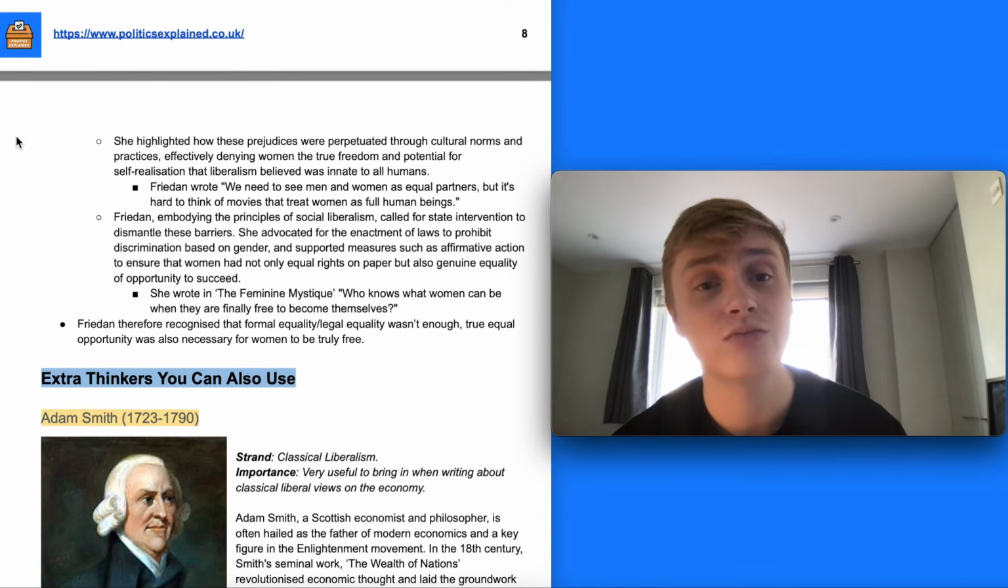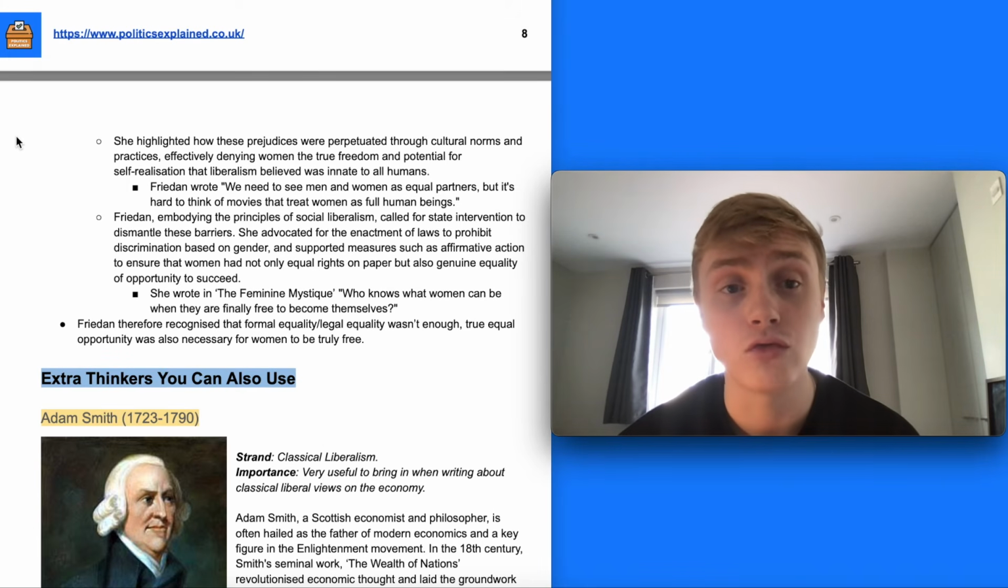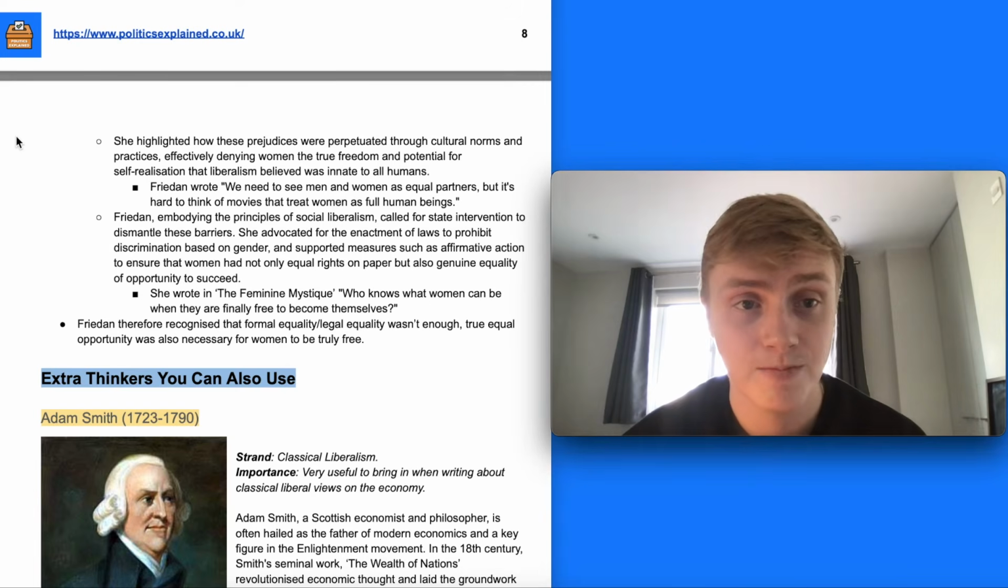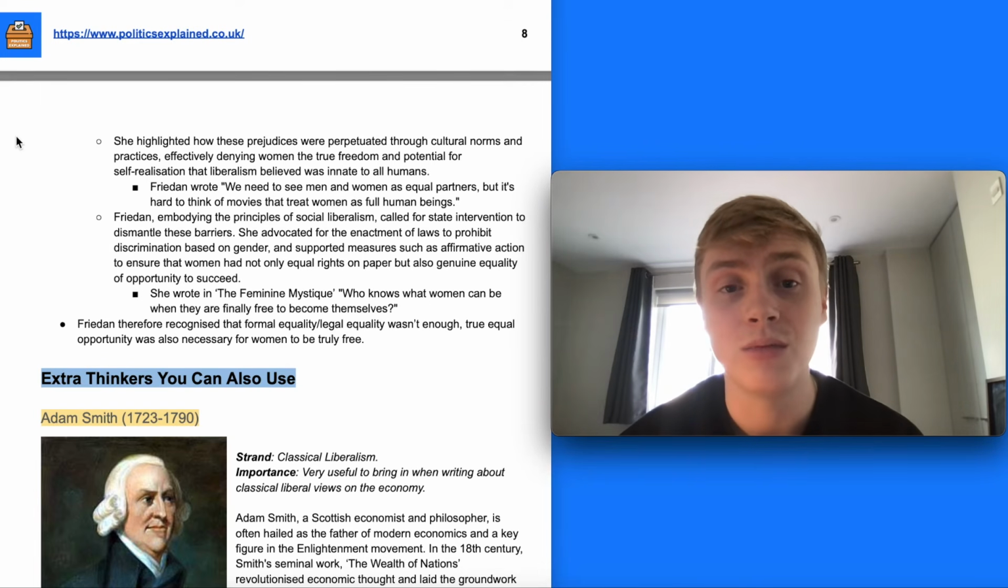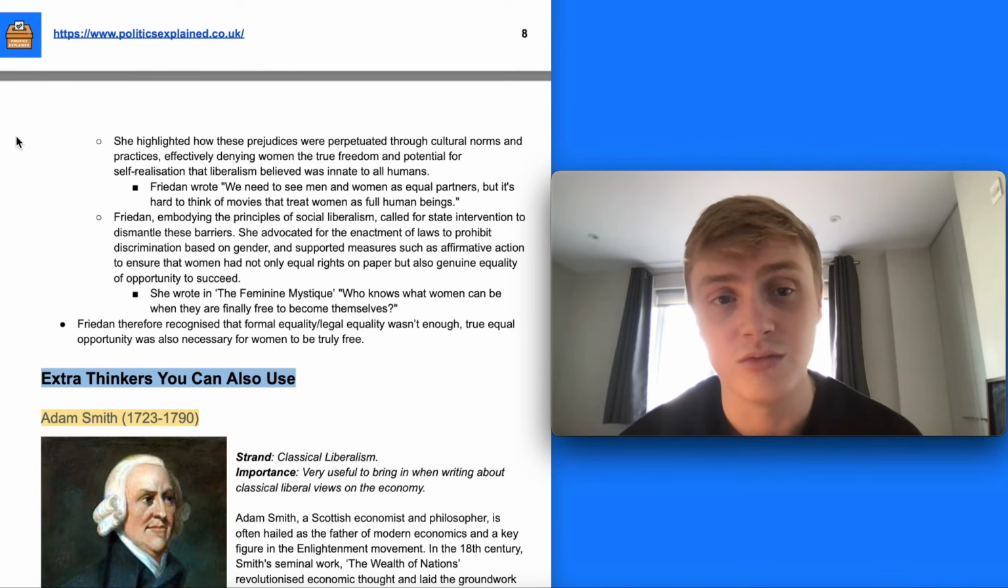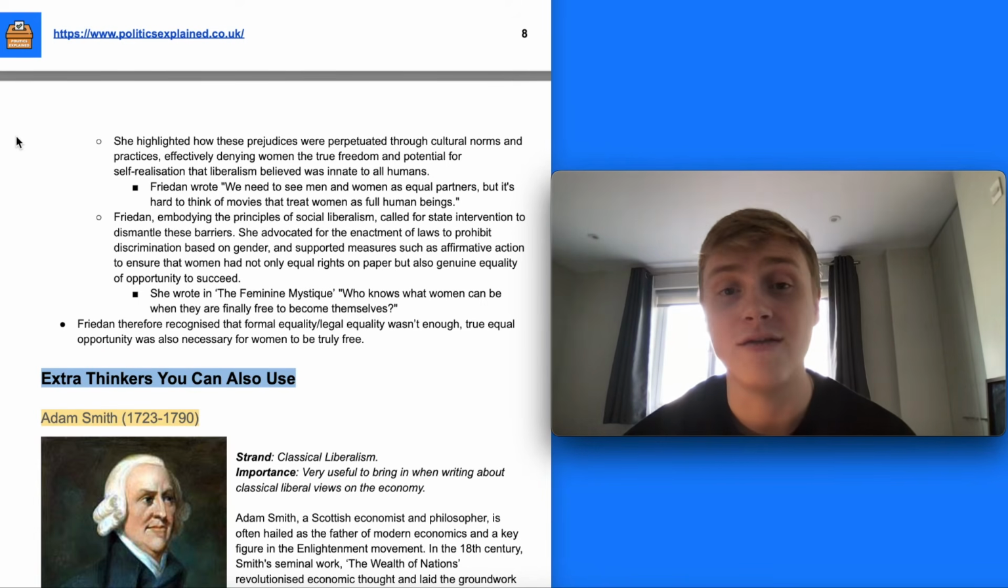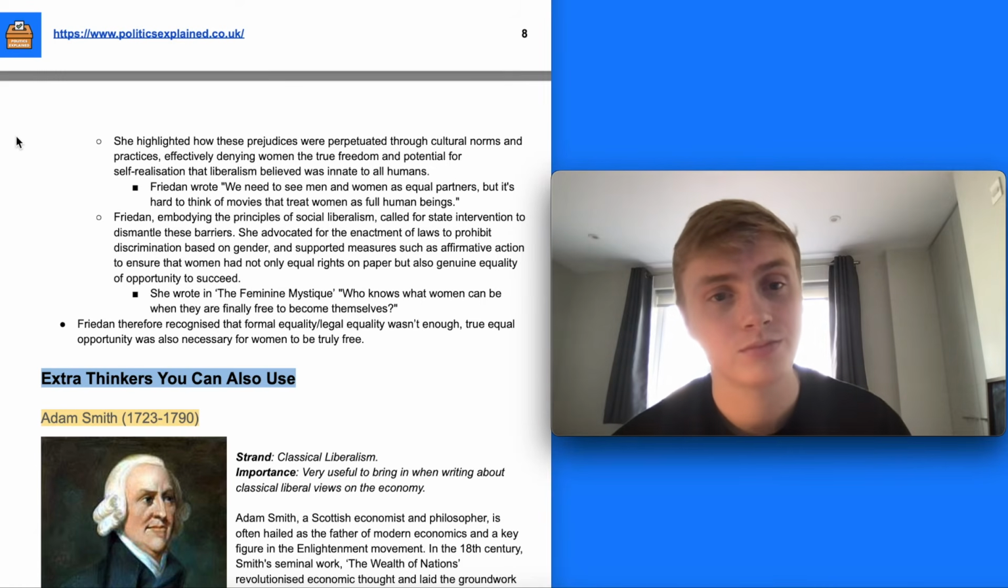She highlighted how these prejudices were perpetuated through cultural norms and practices, effectively denying women the true freedom and potential for self-realization that liberalism believed was innate to all humans. She wrote, "We need to see men and women as equal partners. It's hard to think of movies that treat women as full human beings," showing the emphasis and the influence of these cultural norms.